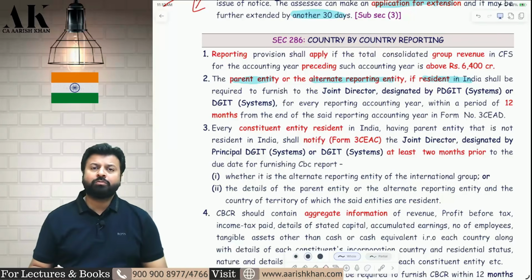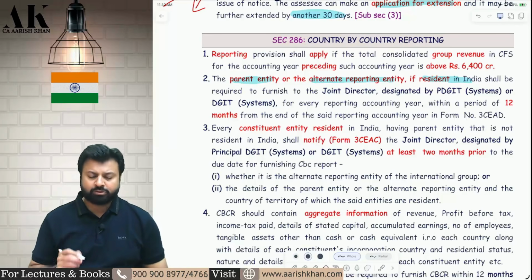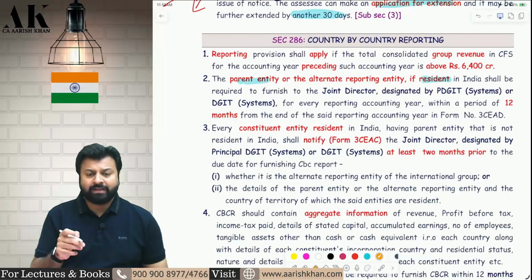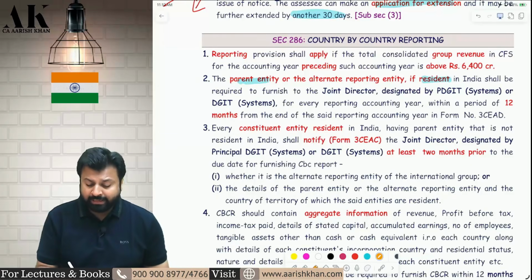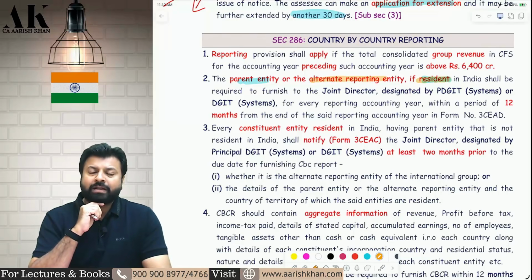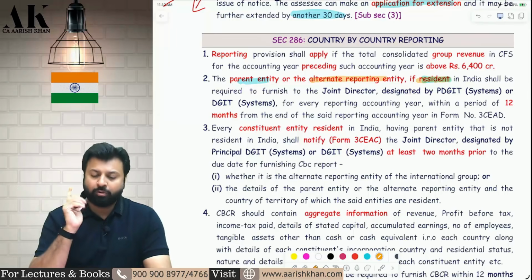So there are two parties to whom the responsibility has been given. First is the parent entity. When I say parent entity, you can say Reliance. If the parent entity is resident in India, it means if Reliance is resident in India, they will file CBCR. Or if Reliance is not resident in India, then the alternate reporting entity resident in India, meaning Sony India, files it. And who has been given the power to become the alternate reporting entity? Sony Japan. I hope it is clear to all of you.